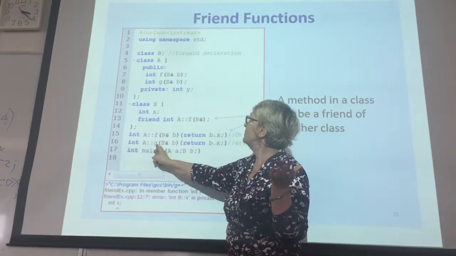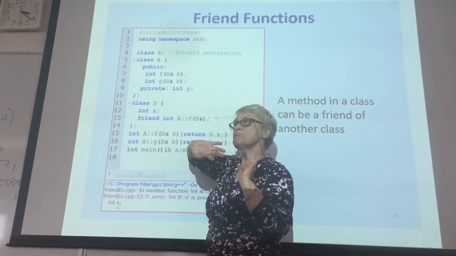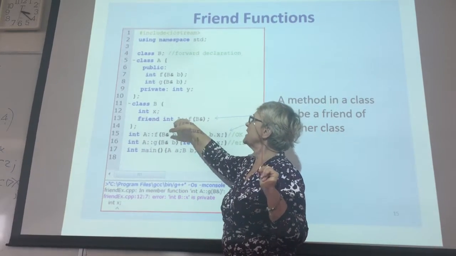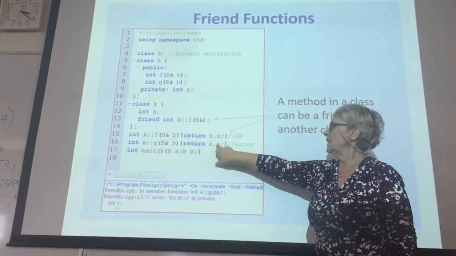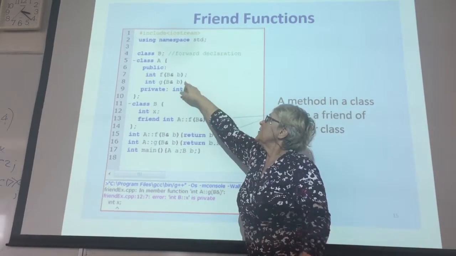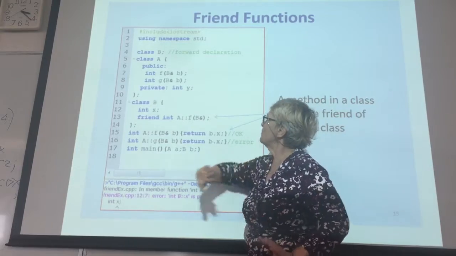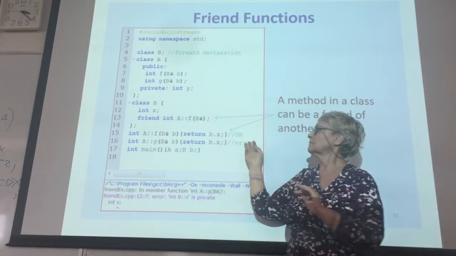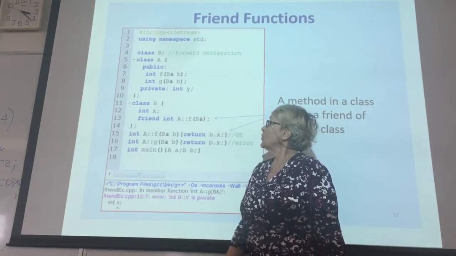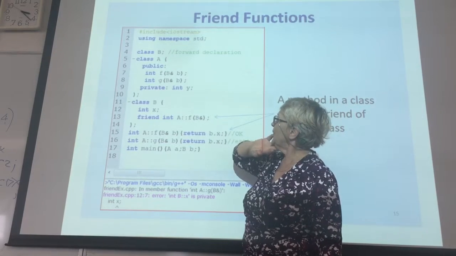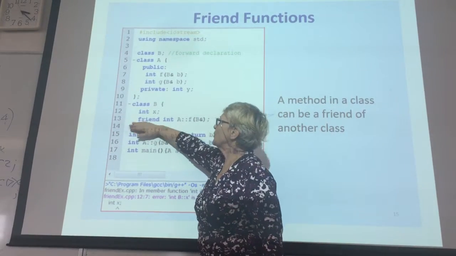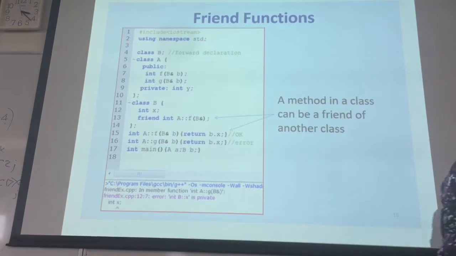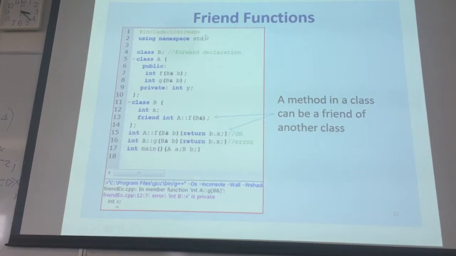But J, the other function in A, is not a friend. It doesn't have the same privileges. Therefore, if J, which is a normal method of class A with no privileges towards B, tries to access private members, it's not allowed. You get an error, like here. Of course, both F and J can work with anything which would be public here. For the moment, we don't have anything public, but everything which is public in class B is available.